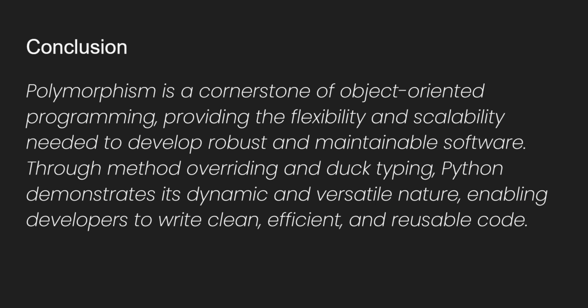Polymorphism is a cornerstone of object-oriented programming, providing the flexibility and scalability needed to develop robust and maintainable software. Through method overriding and duck typing, Python demonstrates its dynamic and versatile nature, enabling developers to write clean, efficient, and reusable code.